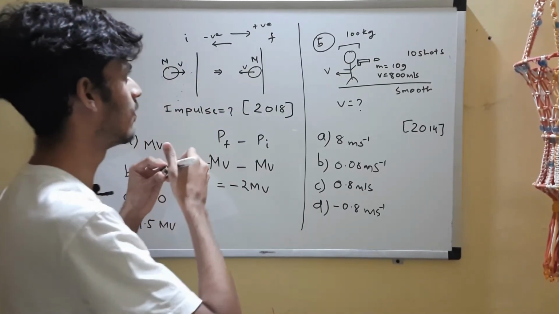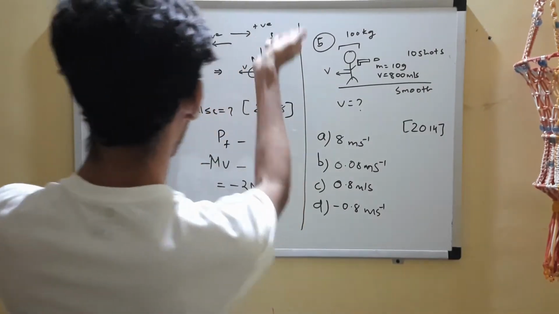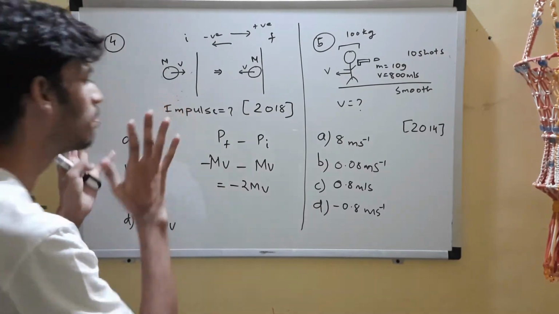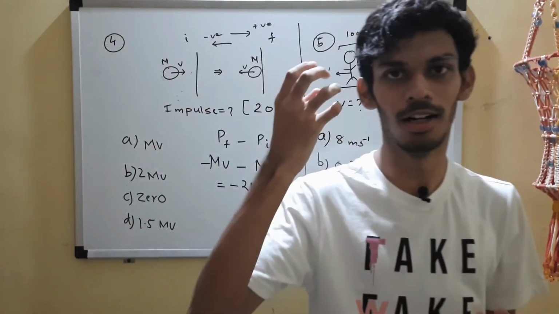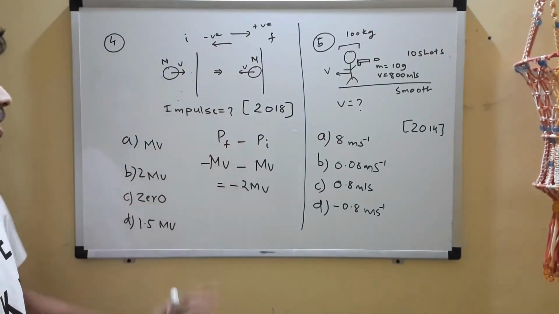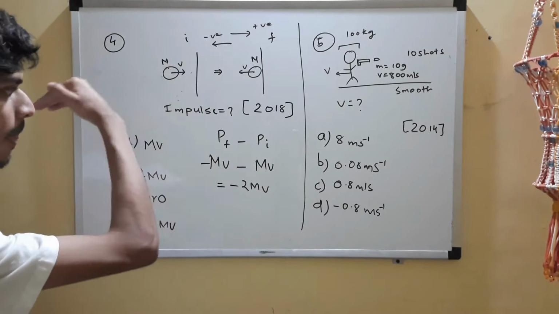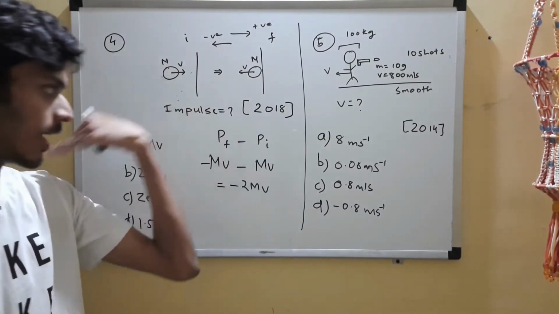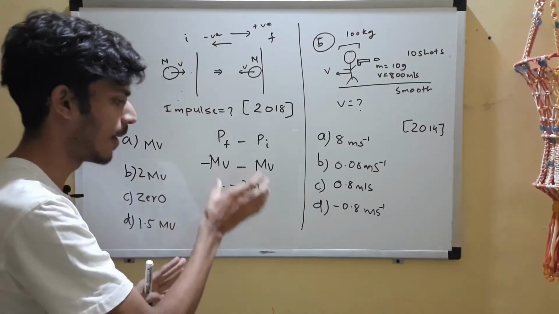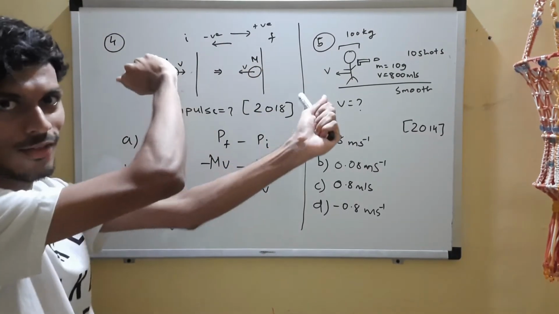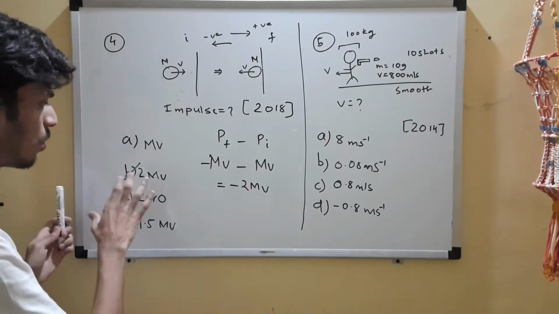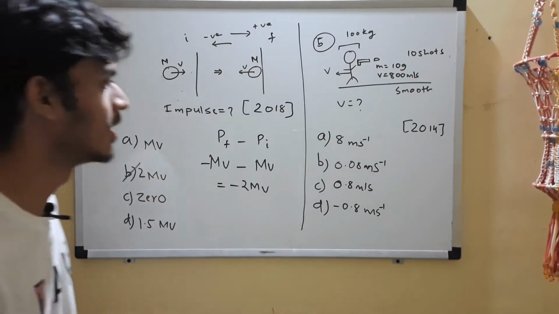Now keep in mind that the convention was something that we chose. We could have flipped it, and we would have got plus 2mv. So the question purely prompts you to report the magnitude of impulse. This sign just shows that the impulse, the change in momentum, is in the negative direction. We could have flipped our conventions, so you have to just report the magnitude, which is 2mv. Very simple question, straightforward.